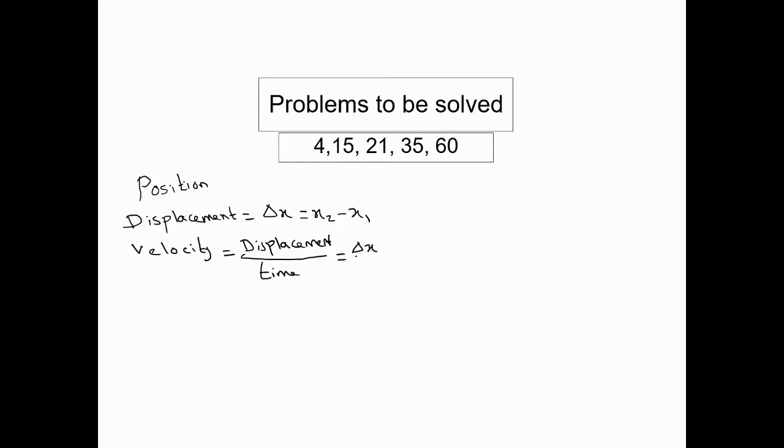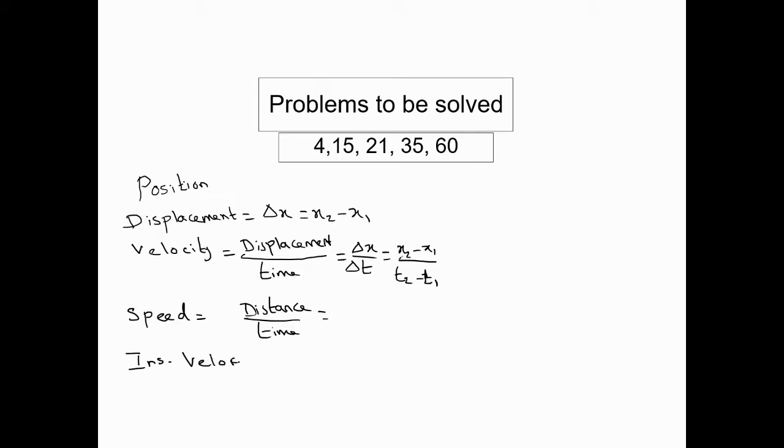Our displacement is delta x. Our time is delta t. So this becomes x2 minus x1 over t2 minus t1. Am I right? What is the formula for average speed? Total distance divided by total time. So that means you have to take the total distance. Understand? And then instantaneous velocity. What is the formula for instantaneous velocity? It is nothing but dx over dt.